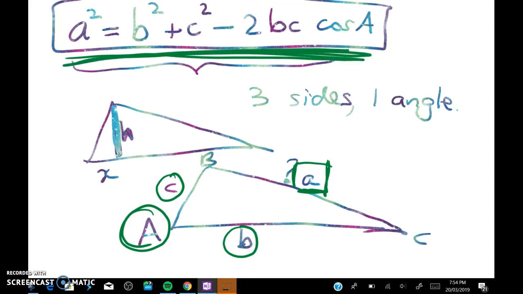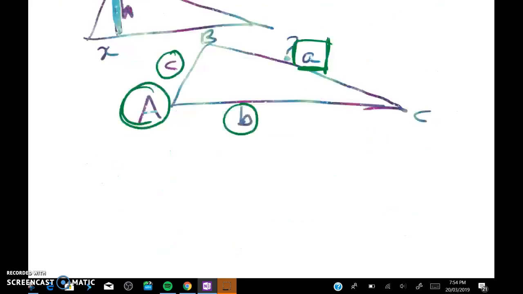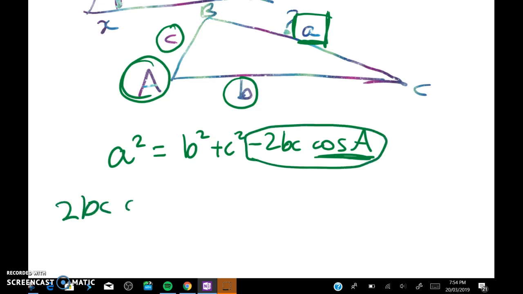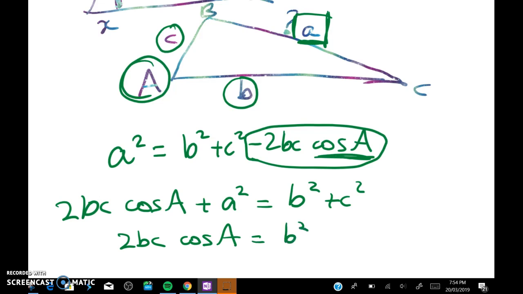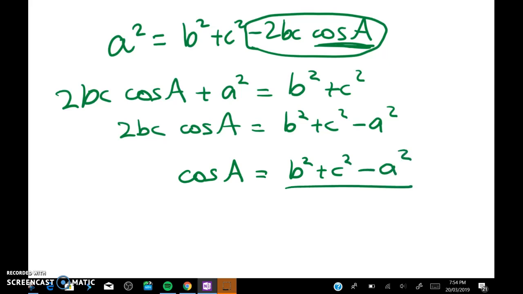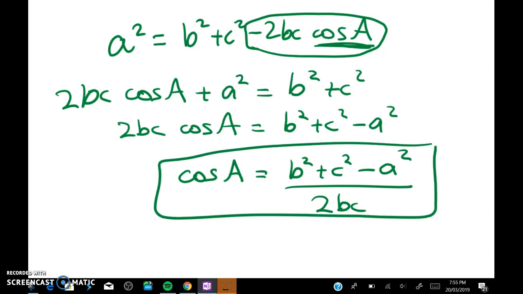Right, I've got 1 minute left in this video, so I'm going to show you how you can use it to find an angle. So let's see what we've got. We've got a squared equals b squared plus c squared minus 2bc cos A. But I could also rearrange it and make cos A the subject. So let's do that now. I'm going to start by adding this to both sides. So 2bc cos A plus a squared is equal to b squared plus c squared. 2bc cos A is equal to b squared plus c squared minus a squared. So finally, the expression for the angle is cos A is equal to b squared plus c squared minus a squared over 2bc.